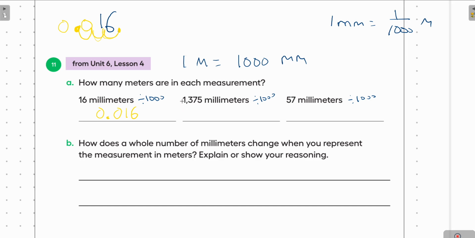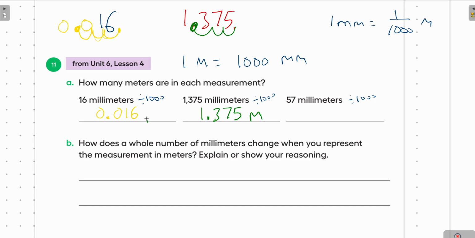Okay, how about this one? You have 1,375. You're dividing that by 1,000. The decimal point right now is right here. Okay, so the digits are becoming smaller. Each digit is shifting 3 places to the right. So to show that, we can move the decimal point 3 places. 1, 2, 3. So this is my new decimal point. So the answer is going to be 1.375 meters.